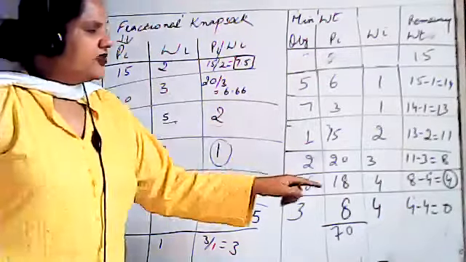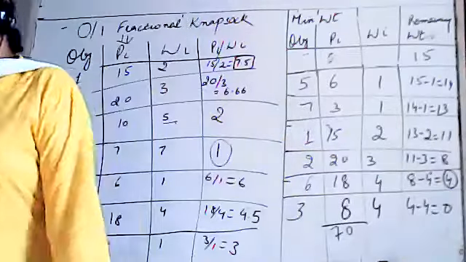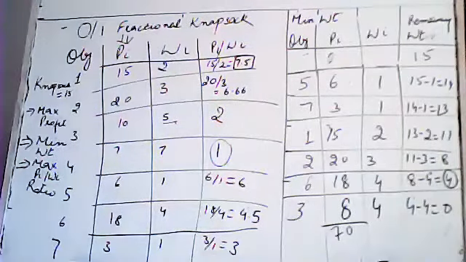Now how many do we require here? 4. So what will be the profit that I'll be earning? 4 into 2 would be 8. Fractional knapsack means exactly this: we are picking up a portion of the object.